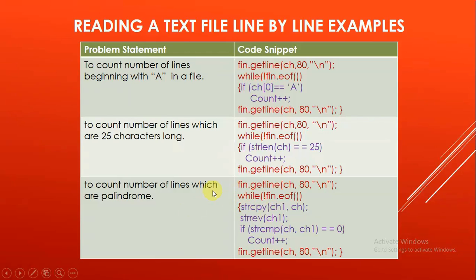Now to count the number of lines which are palindrome, I will use the same logic which I used in the case of a word. I will read one line at a time from the file. Then this is the end of file condition. I will copy this line to another string ch1. Please assume that ch1 is again a string of size 80 which is declared before the loop. Then I will reverse this new string, and then I will compare whether my new string and old string are the same or not. If they are the same, it means the line which I have read is a palindrome. So I will simply increase count by 1, and then read the next line from the file, and this loop will continue until end of file is reached.